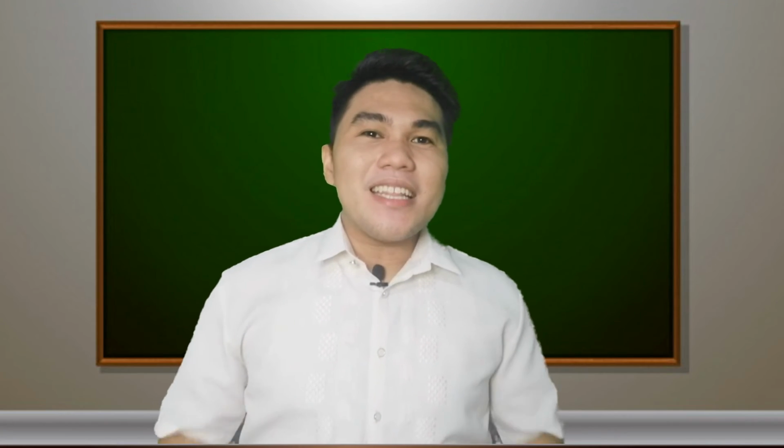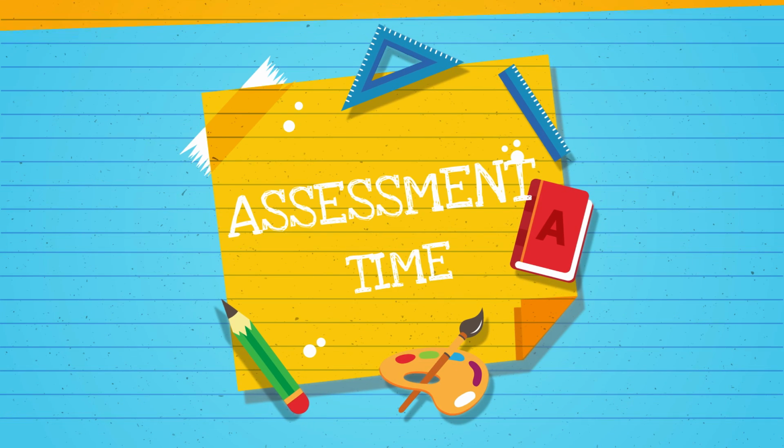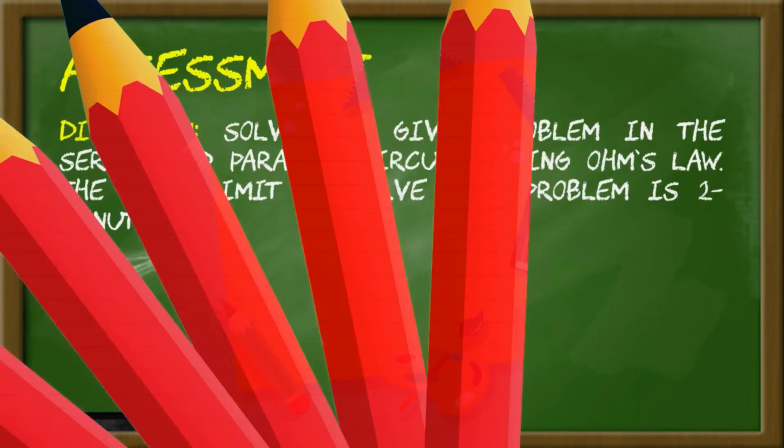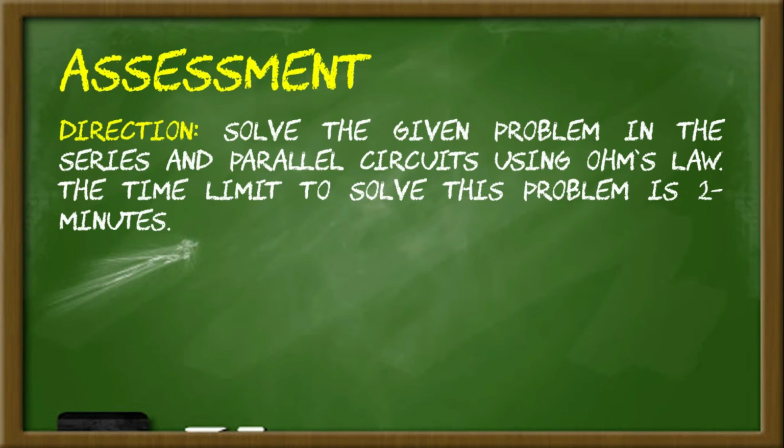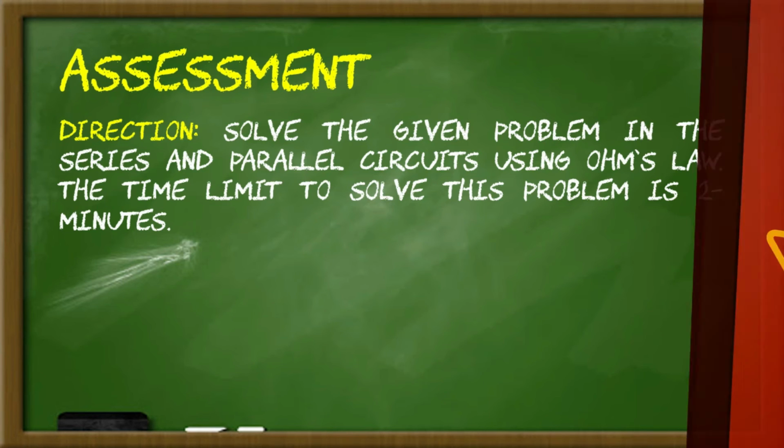Okay class, so that is our lesson about Ohm's law. Do you understand how to get the unknown value of current, voltage, and resistance? That's great! So at this moment, let us check your full understanding of our lesson. Direction: Solve the given problem in the series and parallel circuits using Ohm's law. The time limit to solve this problem is 2 minutes.